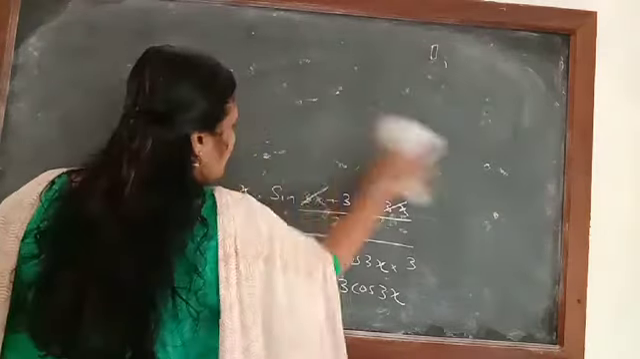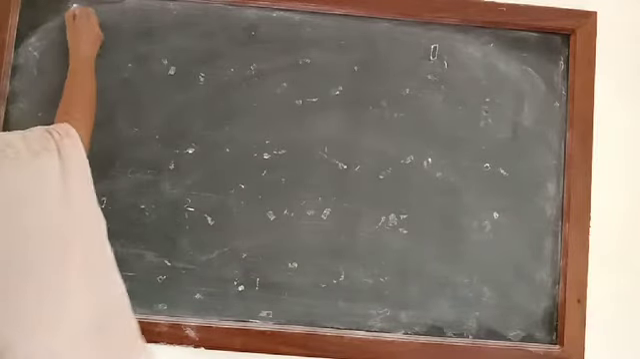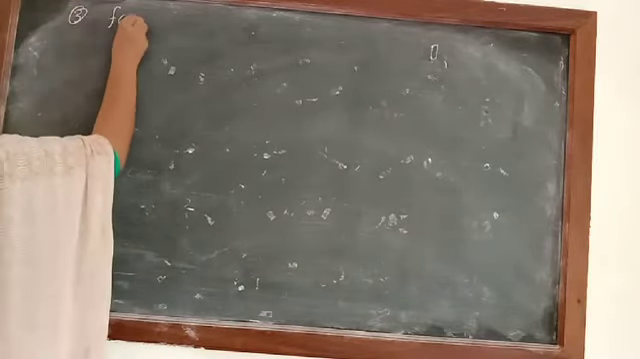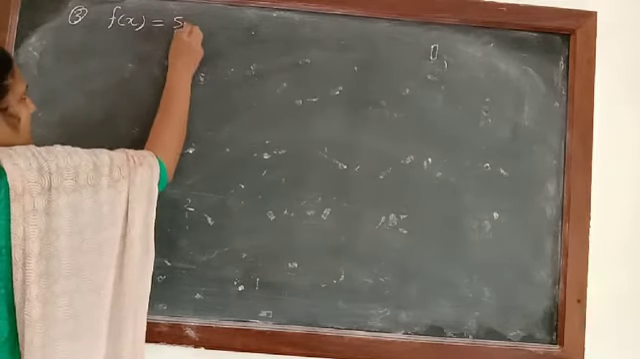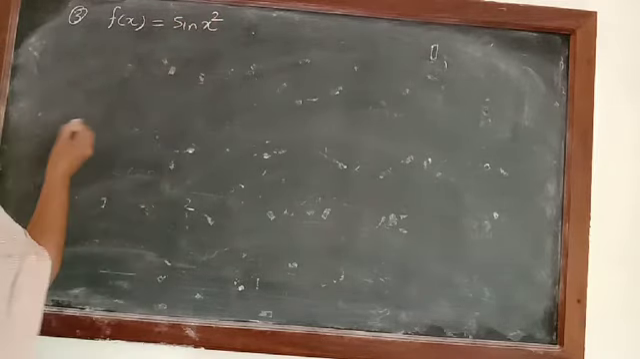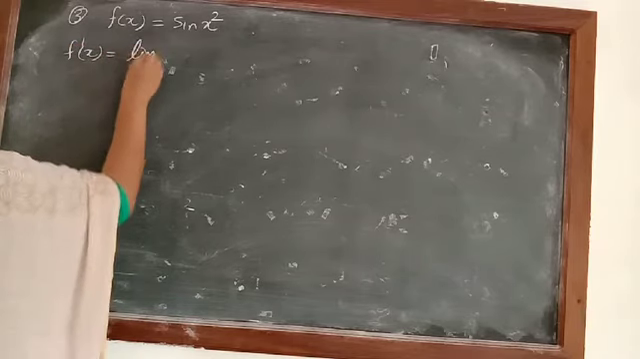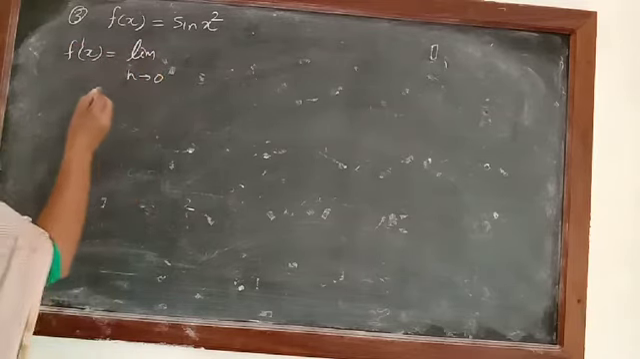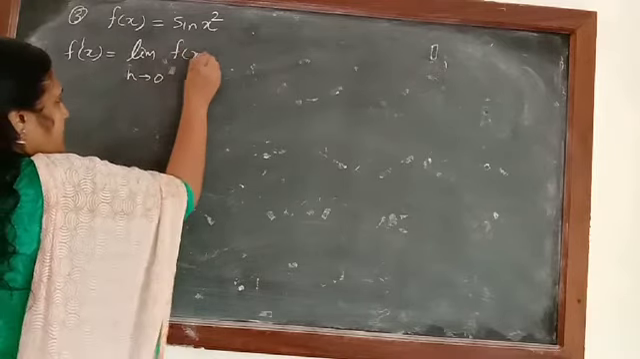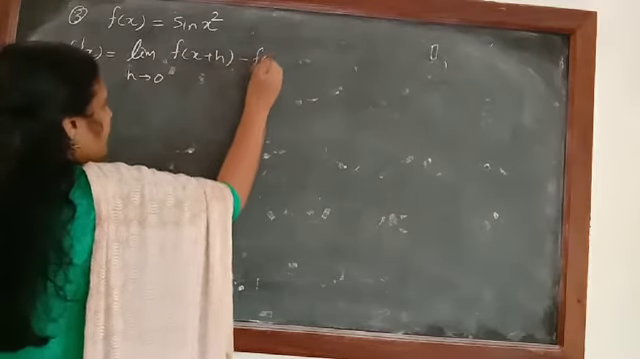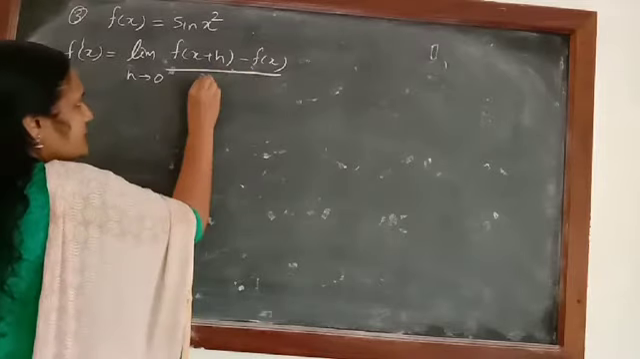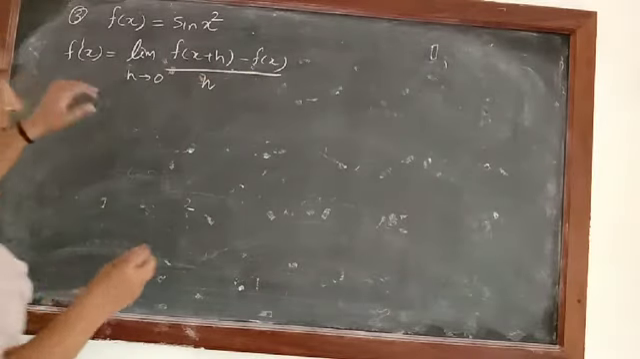Write down. Third question is sin x square. So we will write down there f of x is equal to sin x square. Now f dash of x we have to calculate there. So write down limit h tends to 0 f of x plus h. This is the formula there. f of x plus h minus f of x whole divided by h.